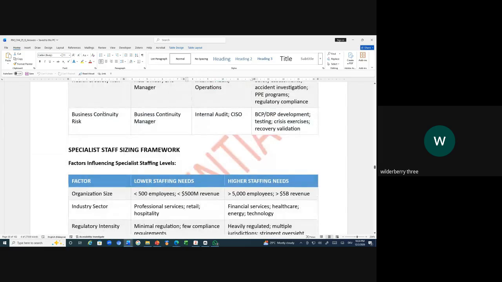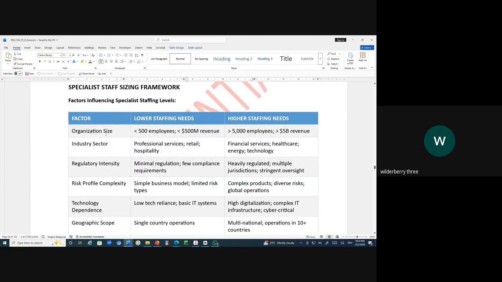Also, when it comes to which factors influence the specialist staffing, that's a recommendation. Of course, you can tailor it here according to the case study. Because if you recommend, you want to implement here a chief risk officer, then you need some factors why you do it. And then you can say, okay, what is the factor for this decision?